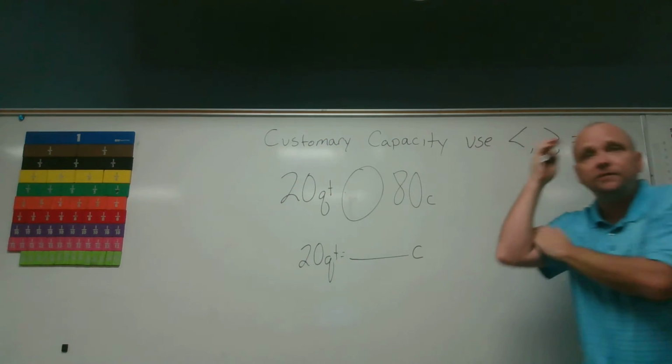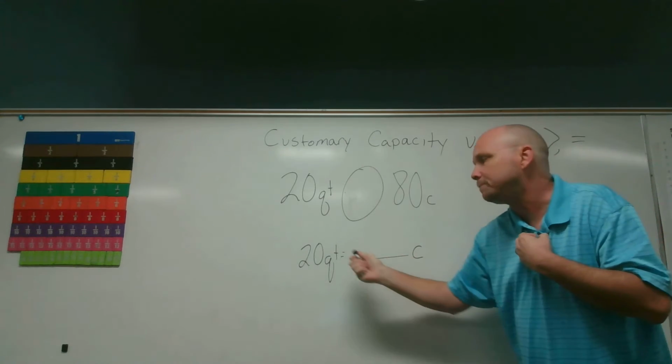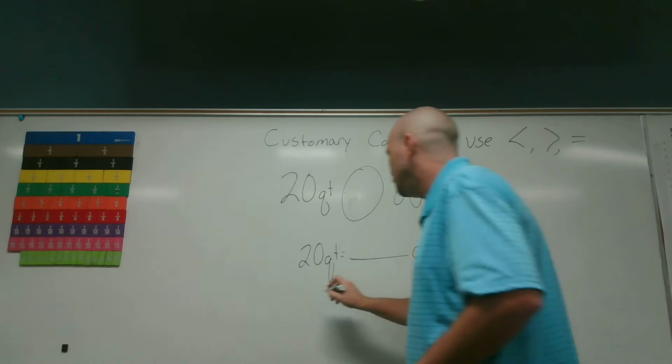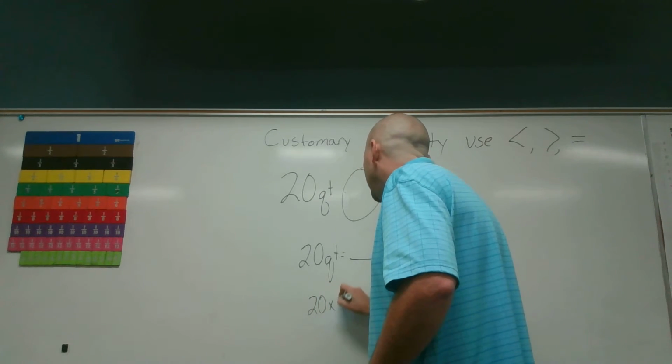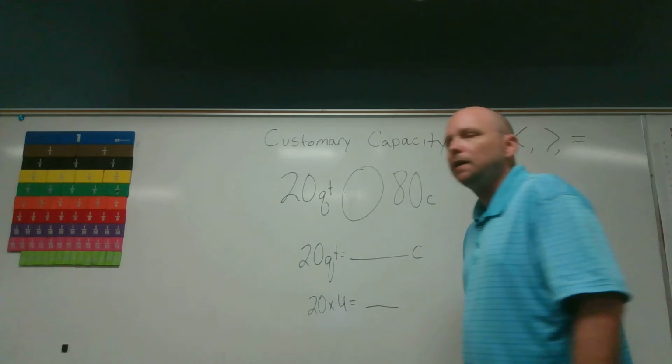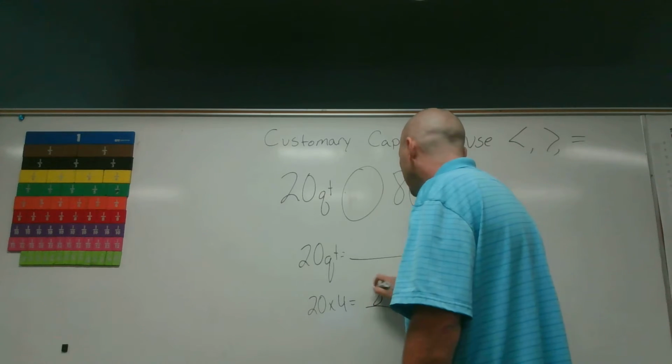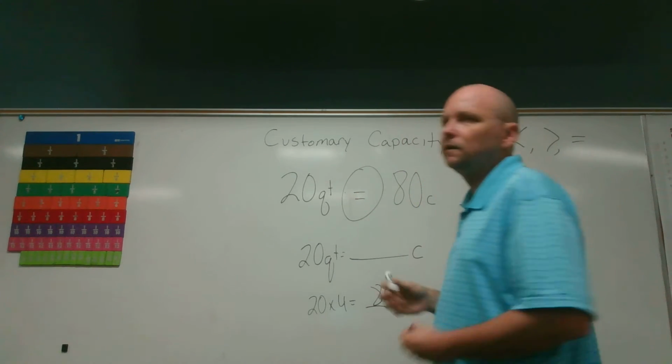Now we need to know, Chloe, how many cups are in 1 quart? You can look at your large G. 4. Good. So we're going to multiply by 4. And 20 times 4 is 80, which tells me that these are equivalent.